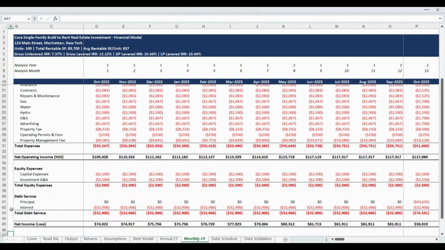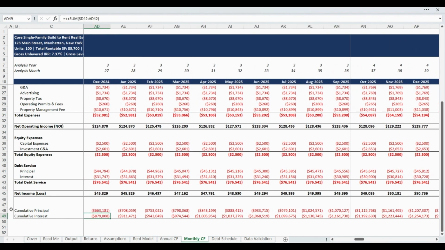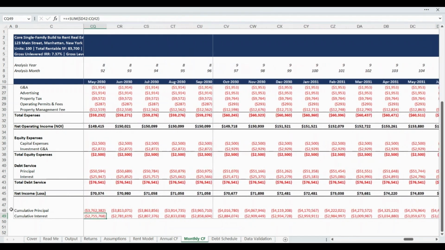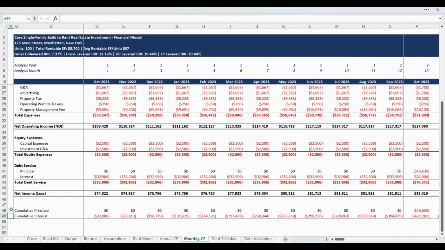Below the line expenses are then deducted from net operating income. Capital expenditures are costs for improvements to the property that are longer term in nature and can be depreciated. These costs are deducted as they are a cash expense. Investment general and administrative expenses are for items like tax returns for investors or audit expenses. Debt service, including both principal and interest, is also deducted before determining the periodic net monthly income or loss.